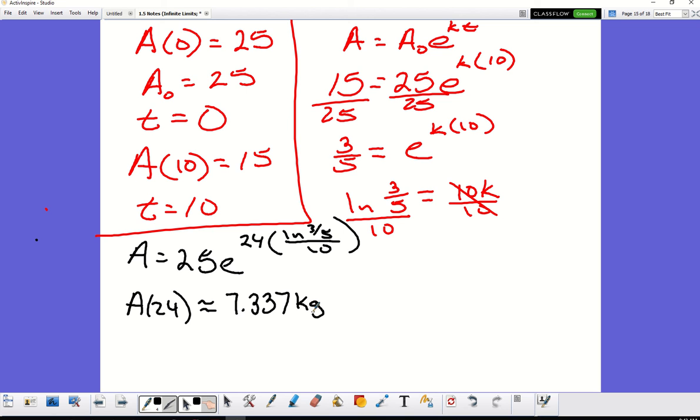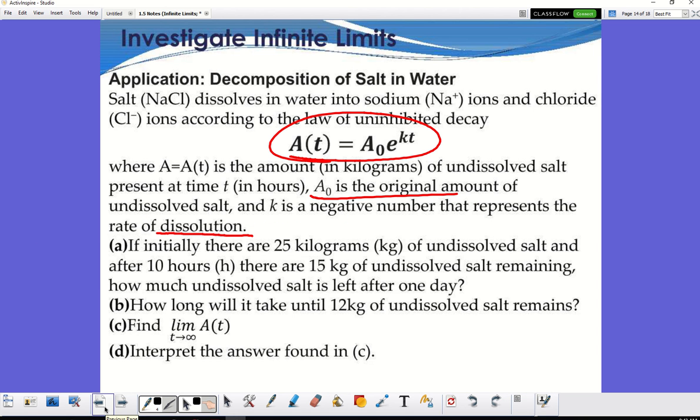All right. That was part A. So this is the type of question, like I said, you're going to end up with on the test, but not like this, because the first one's not calculator. Next one. How long will it take until 12 kilograms of undissolved salt remains? Okay, so now, what is it asking for this time? How long will it take until 12 kilograms of salt remains?